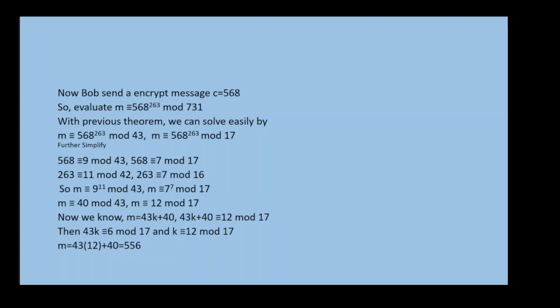Now we know m is equal to 43k plus 40. 43k plus 40 is also congruent to 12 mod 17, as both of them are logically equivalent statements of m. Then 43k is congruent to 6 mod 17 and k is congruent to 12 mod 17. At the end, we find that m is equal to 43 multiplied by 12 plus 40, which is 556.